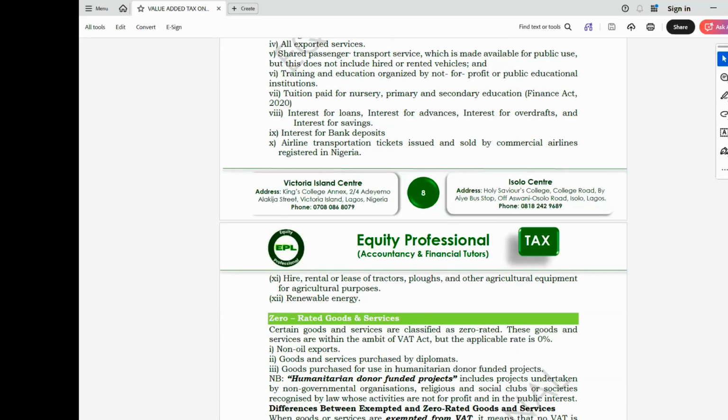Government is doing this in order to encourage them. Then we have hire, rental, or lease of tractors, plows, and other agricultural equipment, and renewable energies. All these are transactions exempted from value added tax. As I mentioned earlier, there is no time that a question will not come out on this topic, where they ask you for at least three services or goods that are exempted from value added tax or zero rated items.